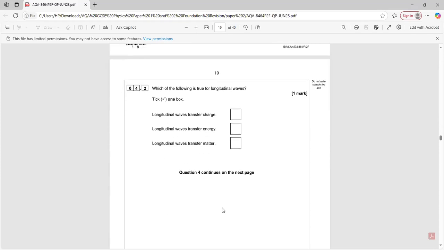Okay, so it says which of the following is true for longitudinal waves? Longitudinal waves transfer charge? No. For goodness sake, why would a wave want to transfer charge when it's not carrying electricity? It's not transferring any charge. Longitudinal waves transfer energy. I agree, full time. I mentioned that in passing when I was introducing longitudinal waves and waves generally. It's energy they transfer, nothing else.